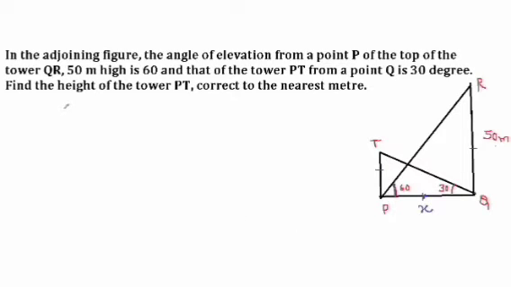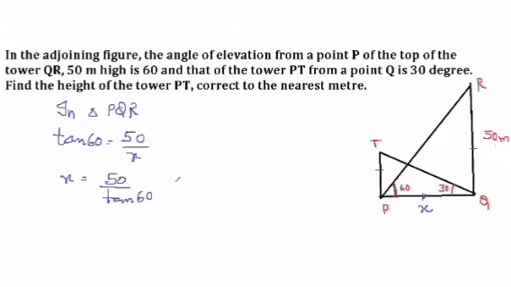So from here I can write in triangle PQR, tan 60 is perpendicular upon base, so 50 over x, or x can be written as 50 over tan 60. Now the value of tan 60 is root 3, so x is 50 upon root 3.